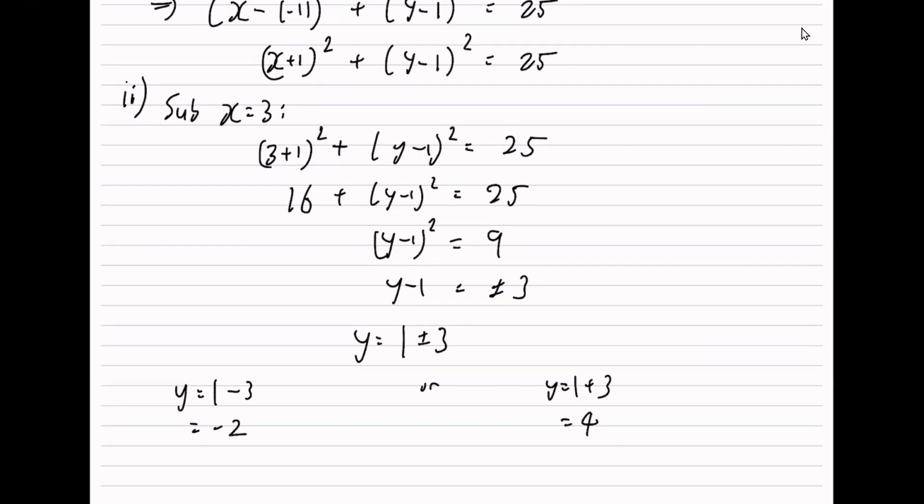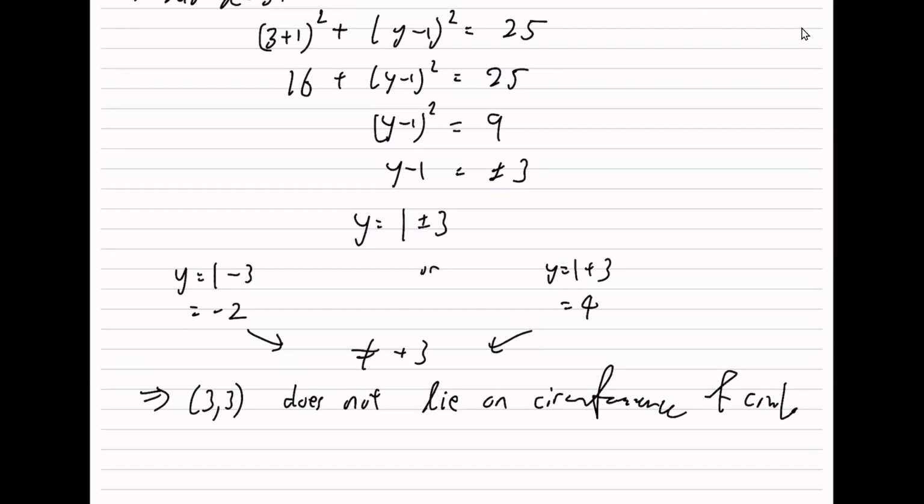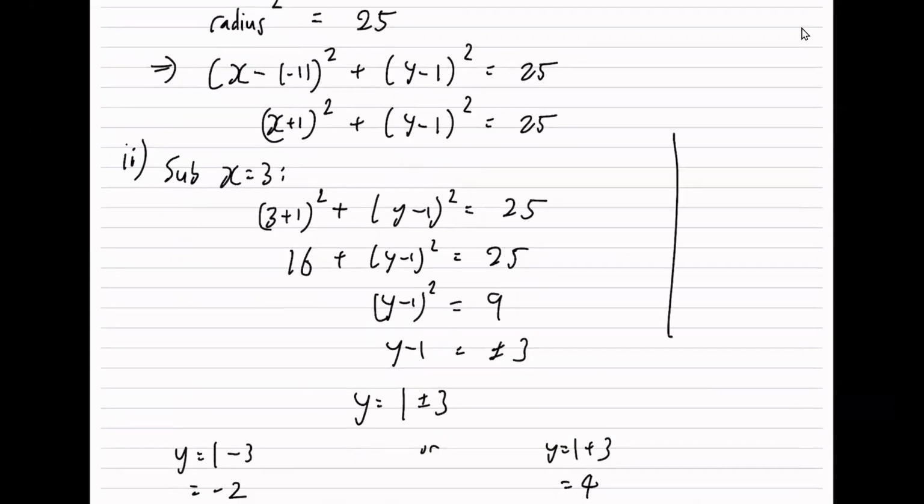So y equals 1 minus 3 or y equals 1 plus 3, which is negative 2 or positive 4. Do you get 3? No. So that means y does not equal 3, and therefore (3, 3) does not lie on the circumference of the circle. Yeah, correct. Actually, you can draw a quick sketch and you'll know what is going on already.